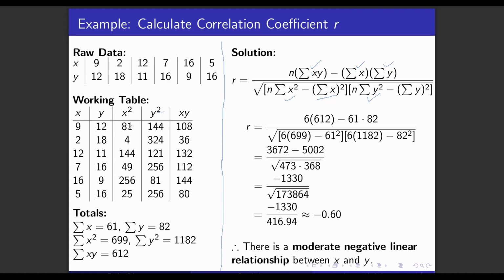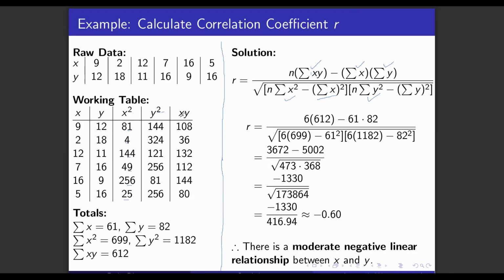9 squared is 81. 2 squared is 4. 12 squared is 144. 7 squared is 49. 16 squared is 256. And then 5 squared is 25. So for y squared, you take the values in the y column and you square each of them to fill the y square column as we did for the x square column. So we do all that and we have these values.